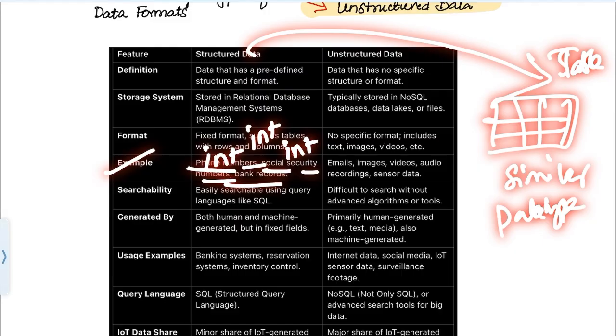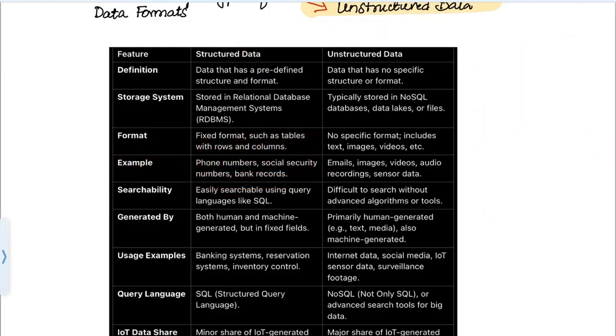All these definitions or differences are self-explanatory because we have already studied these topics, structured and unstructured, in the DBMS concept. So examples here are these, and for unstructured, it could be email, images, videos, audio recordings, sensor data, and so on.